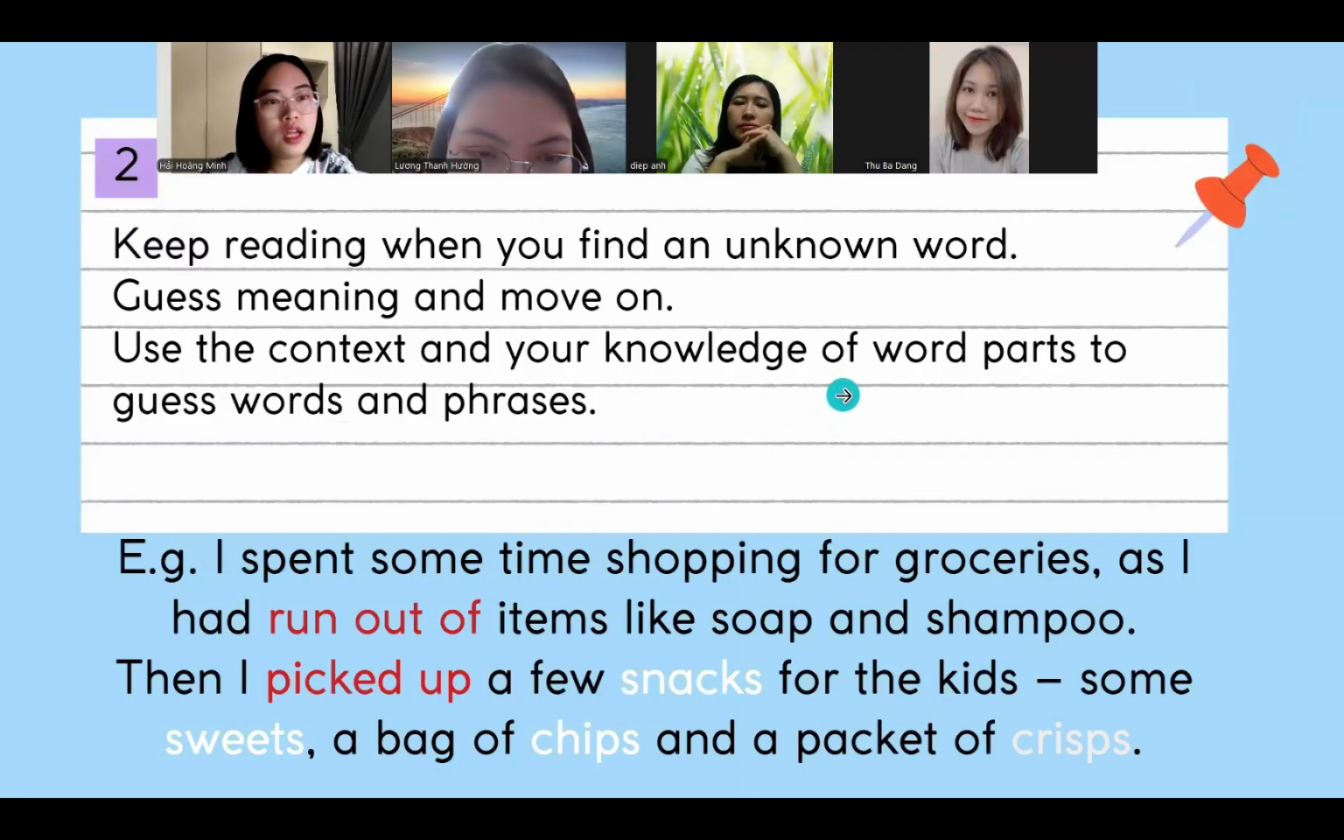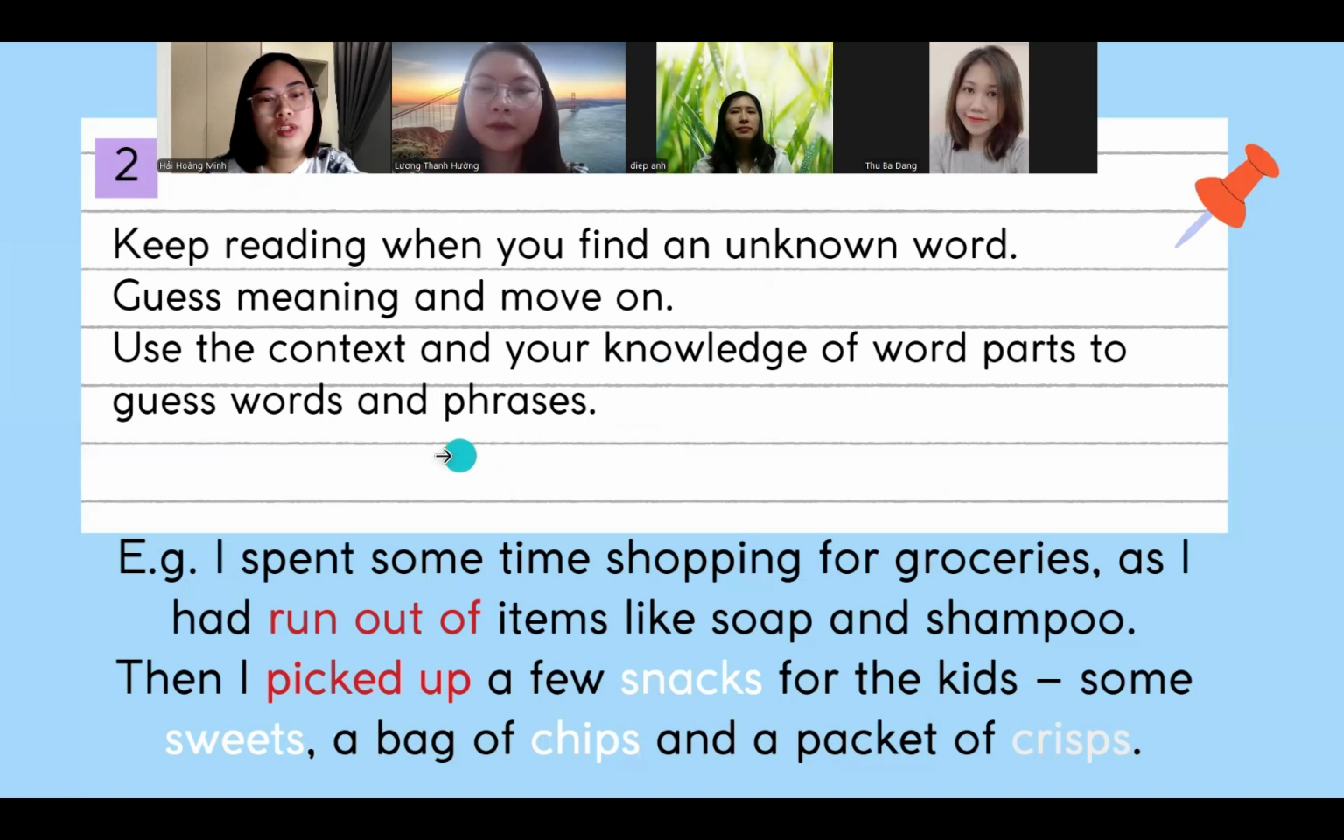Okay, the next step is to keep reading. When the student finds an unknown word, they should not immediately look for the meaning in the dictionary. If you face any unknown word, just try to guess the meaning based on the context and your knowledge of word parts, get the words and phrases, and move on.